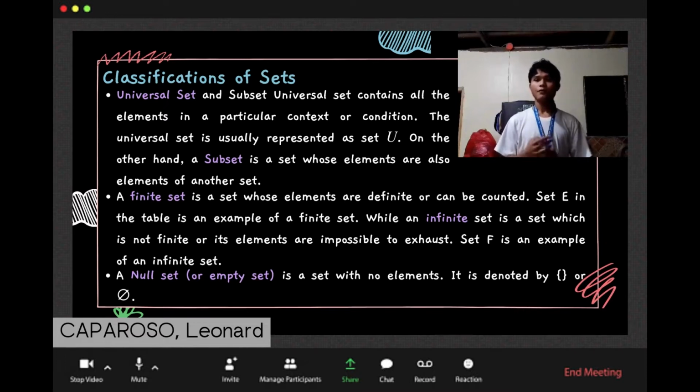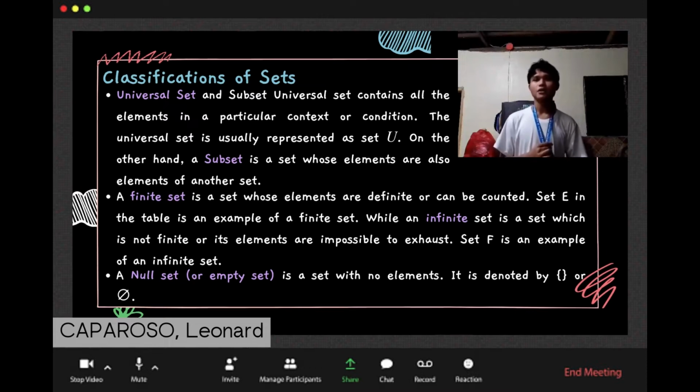Number 2, finite set and infinite set. A finite set is a set whose elements are definite or can be counted. The table is an example of a finite set, while an infinite set is one which is not finite, or its elements are impossible to exhaust. Set F is an example of an infinite set. Number 3, a null set or empty set is a set with no elements. It is denoted by braces {} or the symbol for empty set.